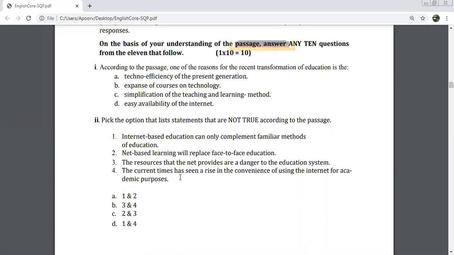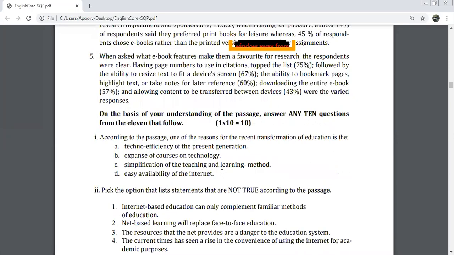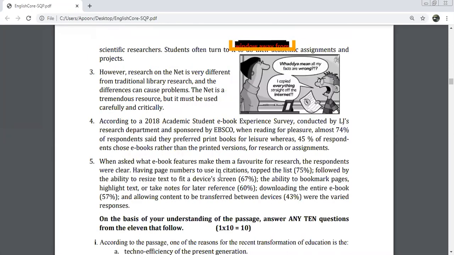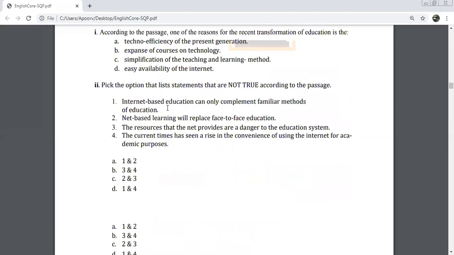What about the third one? The resources that the net provides are a danger to the education system. Are they a danger to the education system? Yes or no? No, ma'am. It is false. Yes, it is false. Because nowhere it is mentioned that it is a danger. It is just written that we must use it carefully and critically. It is not mentioned that it is a danger. So the third one also goes as what? Third one is false.